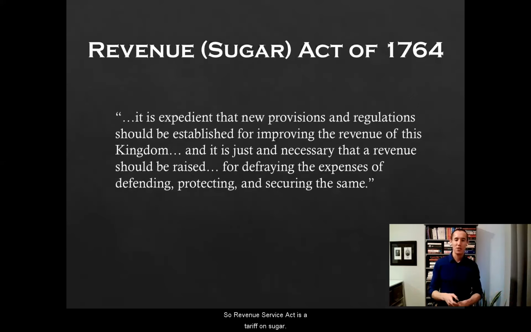So the Revenue Sugar Act is a tariff on sugar specifically for the purpose of making money. When the British passed this, colonists didn't like it, but they accepted it because England had always had the power to pass tariffs. And so it bothered colonists, but they didn't say too much about it.